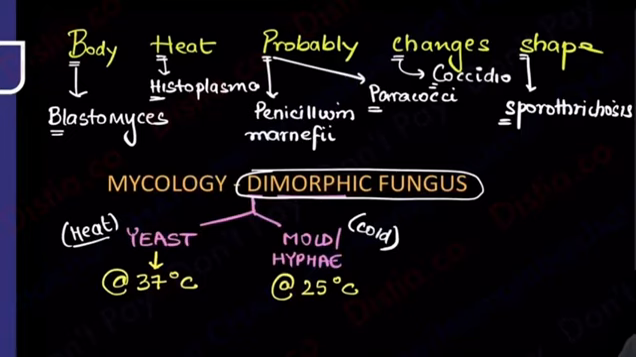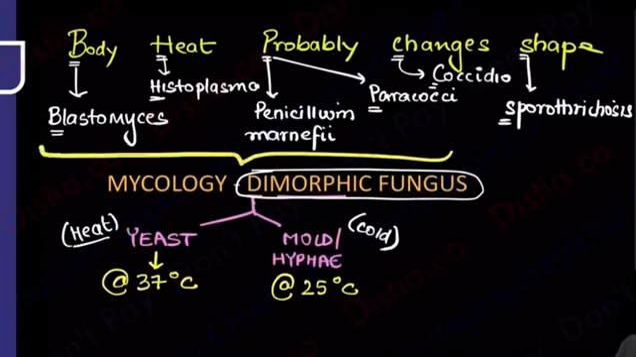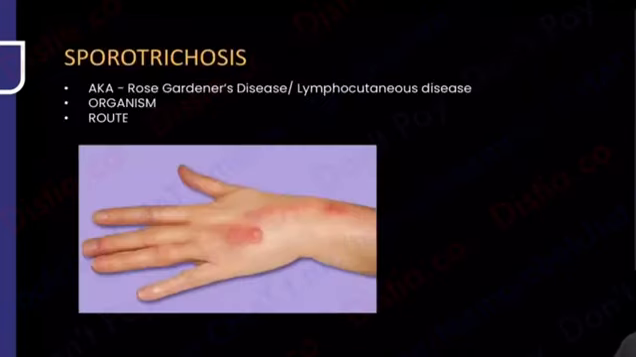So I realized that no matter what I studied up till now, all of these were primarily involving the lungs. But sporotrichosis is something that is now going to involve the skin, and that is what makes it different. So I've kept the different one for the end.